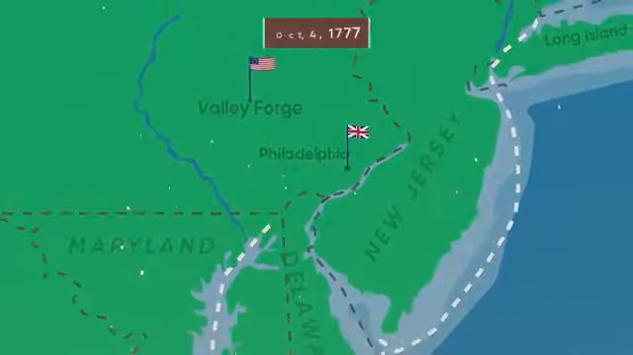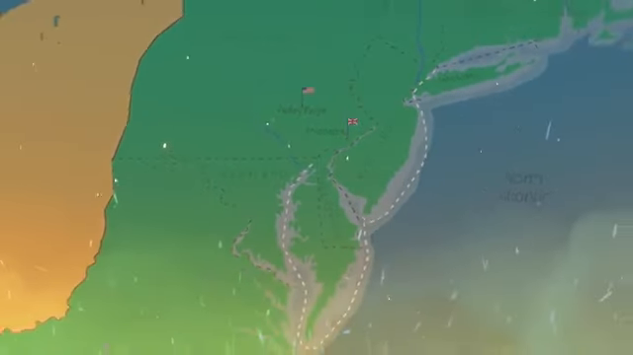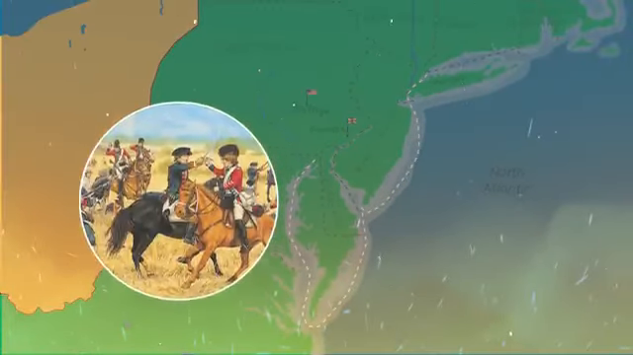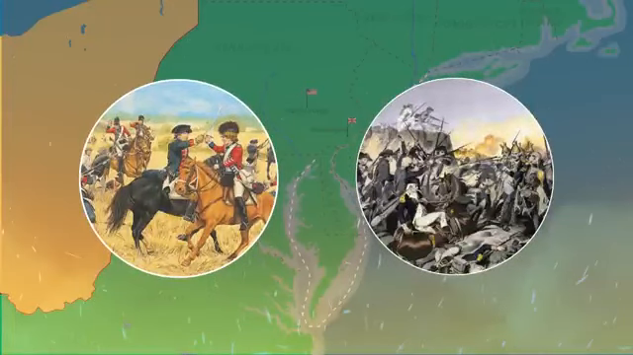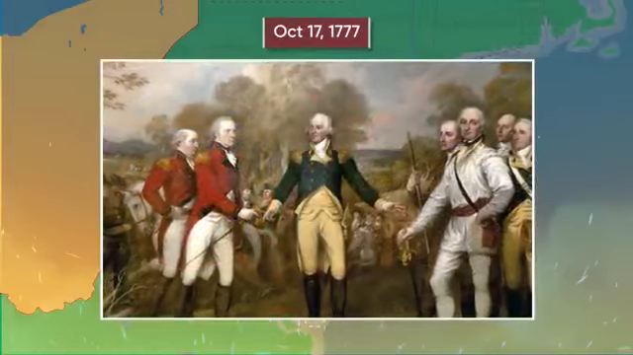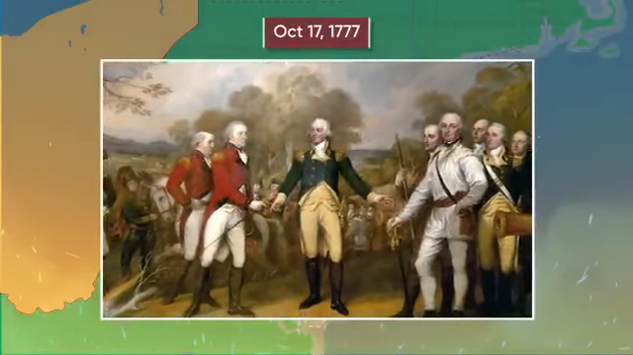In the North, the story was different. After being defeated by American forces in the first battle at Freeman's Farm, New York, and the second one at Bemis Heights, New York, General Burgoyne and his men were forced to surrender on October 17th.